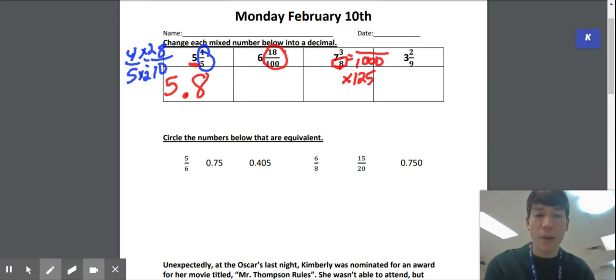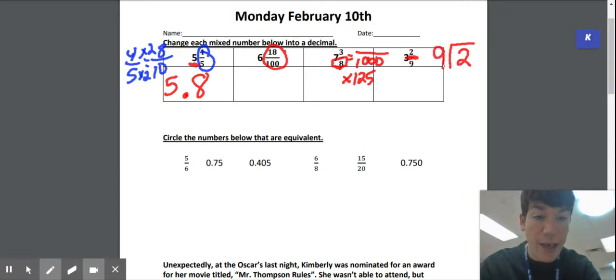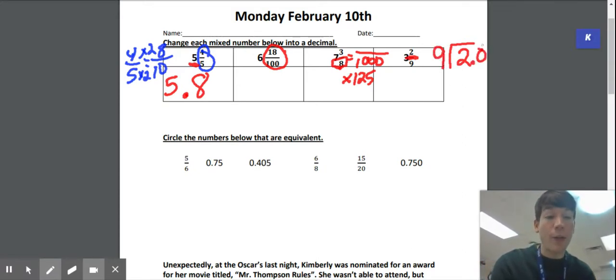Now for the last one, 2/9. Remember that we still have some fractions that we're going to have to divide. So remember, we can look at this symbol in the center as division. So literally 2 divided by 9, add a decimal and a 0 here. And from that point, we're going to be able to get a decimal.